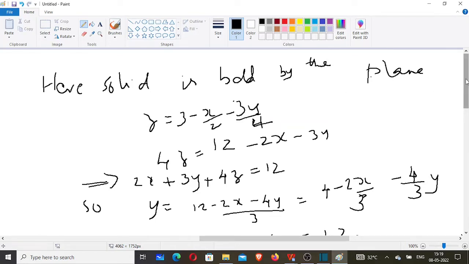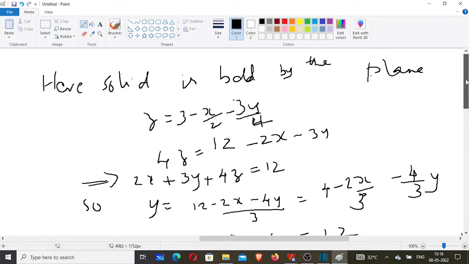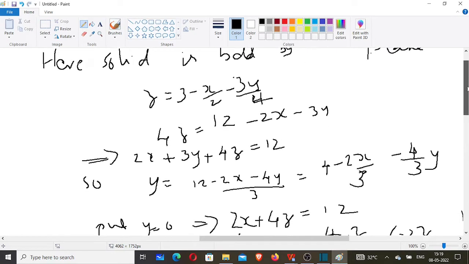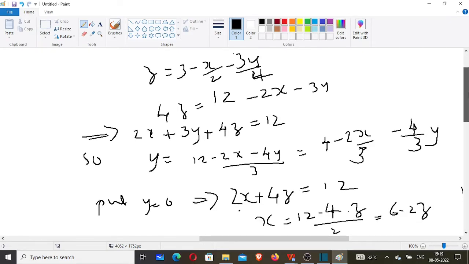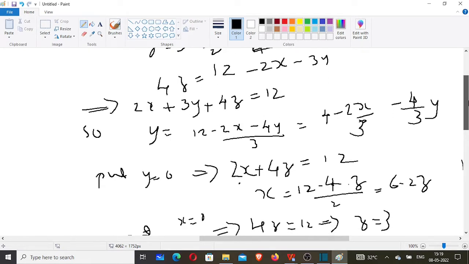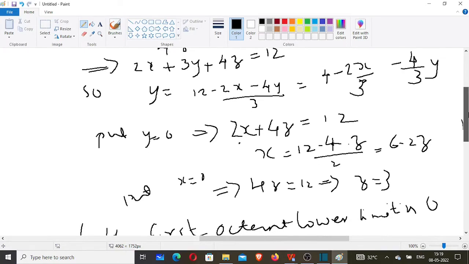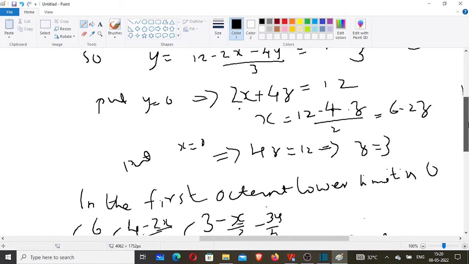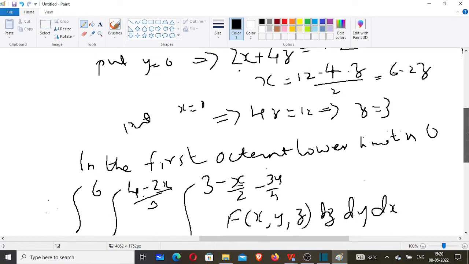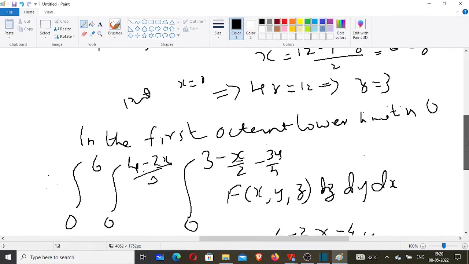Now we got one variable's limit: 0 to 4 minus 2 by 3x minus 4 by 3y. Now put y equal to 0. So the expression is 2x plus 4z equal to 12. Then x equal to 12 minus 4z by 2, which is equal to 6 minus 2z. Now we can put x equal to 0, so 4z equal to 12, so z equal to 3. So the lower limit is 0.